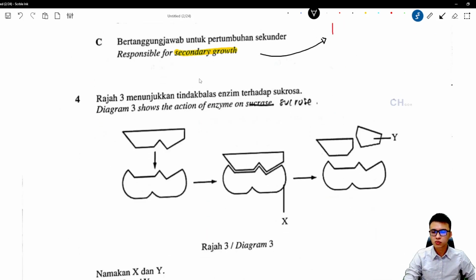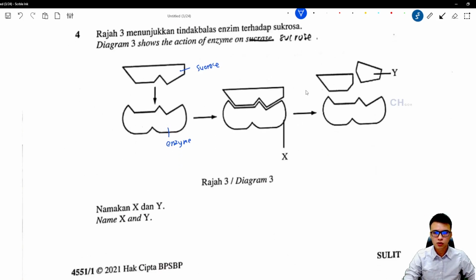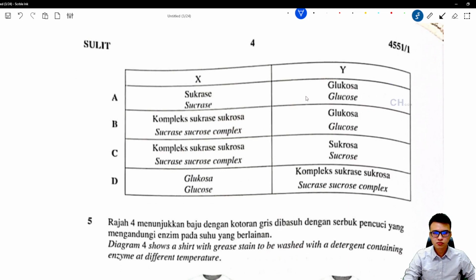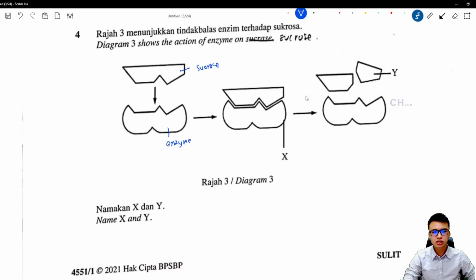Now let's move on to question 4. Diagram 3 shows the action of an enzyme on sucrose. This is the sucrose, and here will be the enzyme. Name X and Y. We can see the structure here: sucrose is being broken down into two, Y and X. So X is referring to the whole thing here.